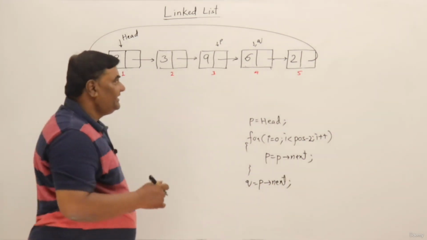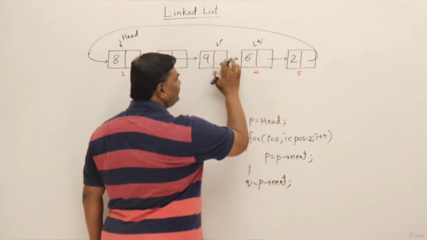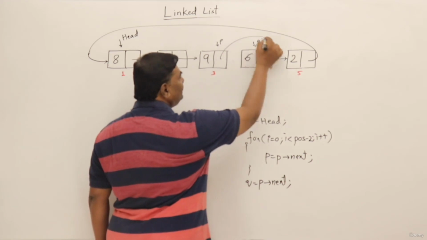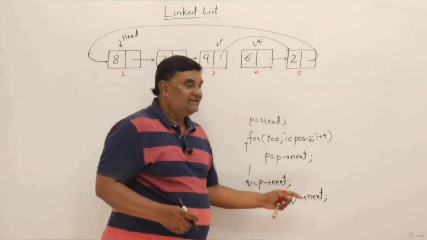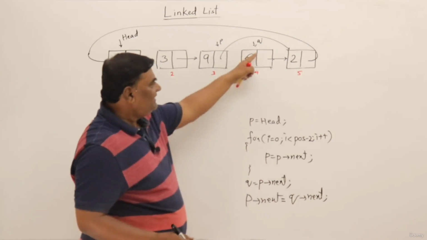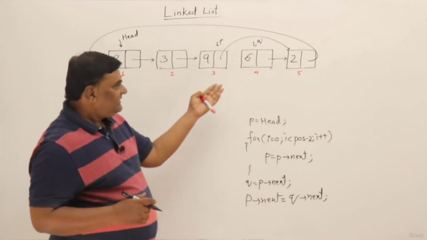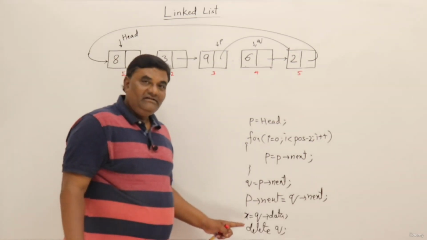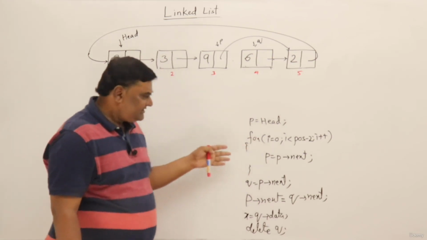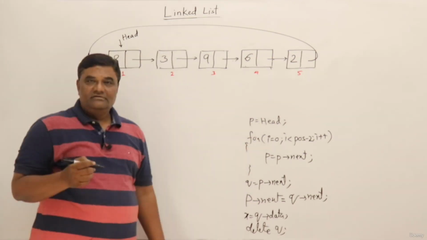Now what changes I have to make? P's next should point on Q's next. So P's next is pointing on Q's next. So this is over. Now I can easily delete this node. It's not a part of linked list. So I can take out the value and delete it. So take out the data in variable X and delete the node. So this procedure is same as deleting from linear linked list.